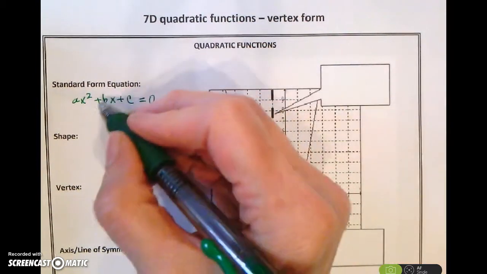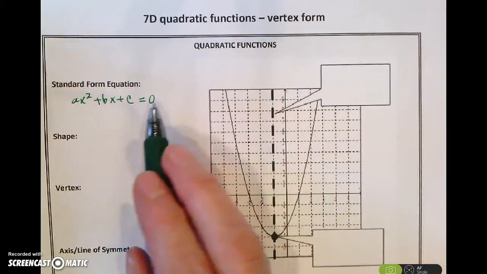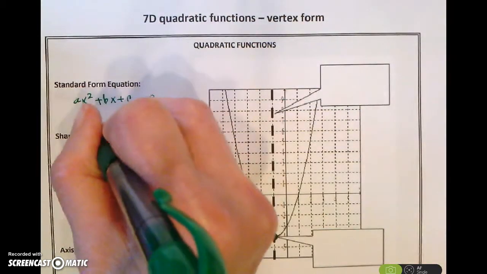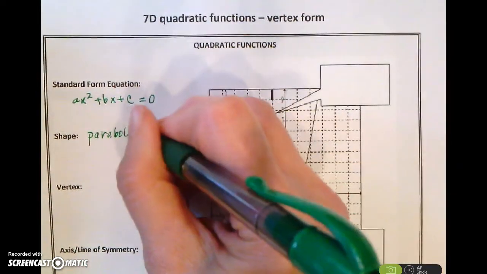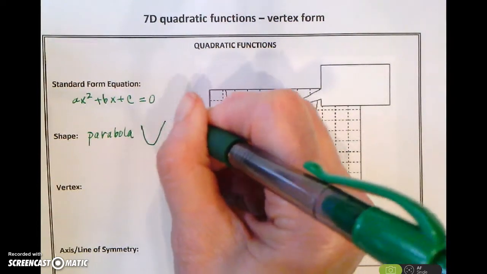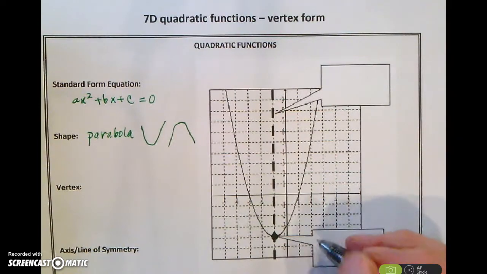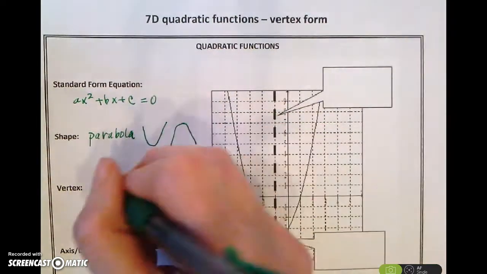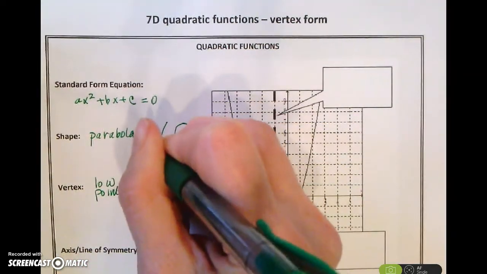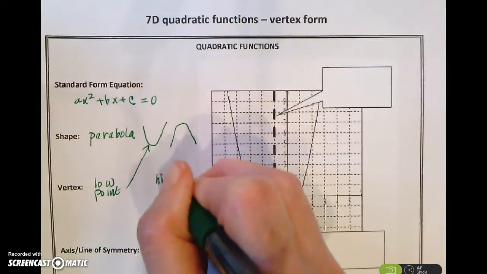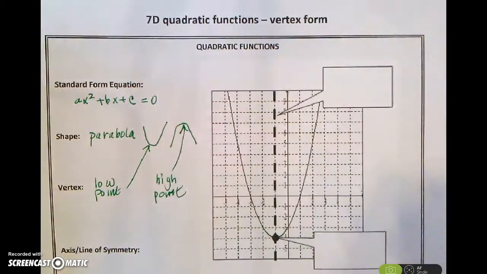And of course, for it to be quadratic, it needs to be a second power. So quadratic form. Its shape is called a parabola. These should all be reviews for you. A parabola can either look like this or like that, either open up or down. The vertex is either the low point on the graph, as in this one, or it could be the high point on the graph, as in this one right there.